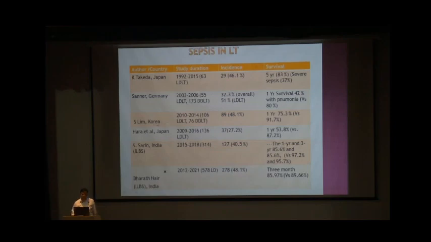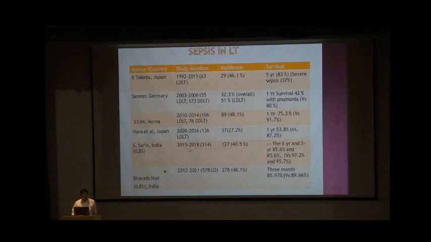This is another study from Korea which looked into the difference between the partial or small graft versus the whole graft. They found the overall incidence of sepsis is 48%, and the incidence of sepsis according to them was more in DDLT, which I am going to discuss later on. And 1 year survival was low in comparison to the patients who had no sepsis. These are the other studies.